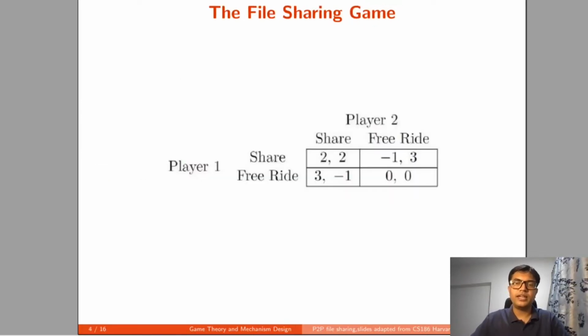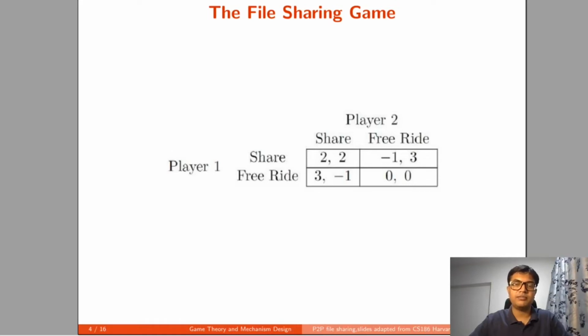Now, if you look at this situation of Gnutella in the light of game theory, you can see that each of these players, and let us assume that there are only two players, can either share that file or free ride. That means they are not going to share any file. They are only going to download the file from others.